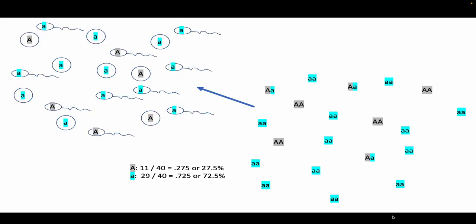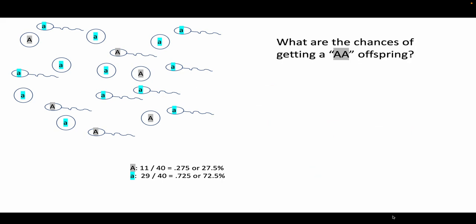So if we were to randomly make egg and sperm out of this and mate them together, this is what's generally happening in a randomly mating population. And you'll notice that of these egg and sperm, about 27% are big A's and 72% are little a's. And so what are the chances of getting an offspring that gets 2 big A's, or is homozygous dominant? Well, if it's just simple probability and we reach our hand into the gene pool and grab a random egg and grab a random sperm, then the chances of getting 2 big A's would be 0.275 times 0.275, or 7.6%.